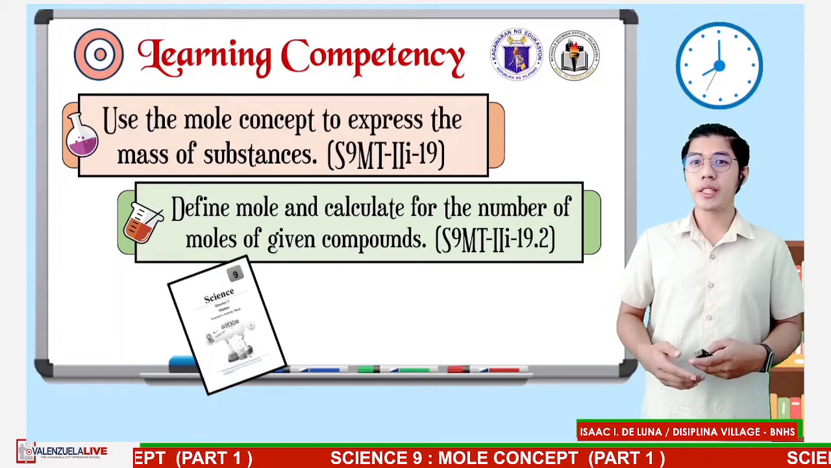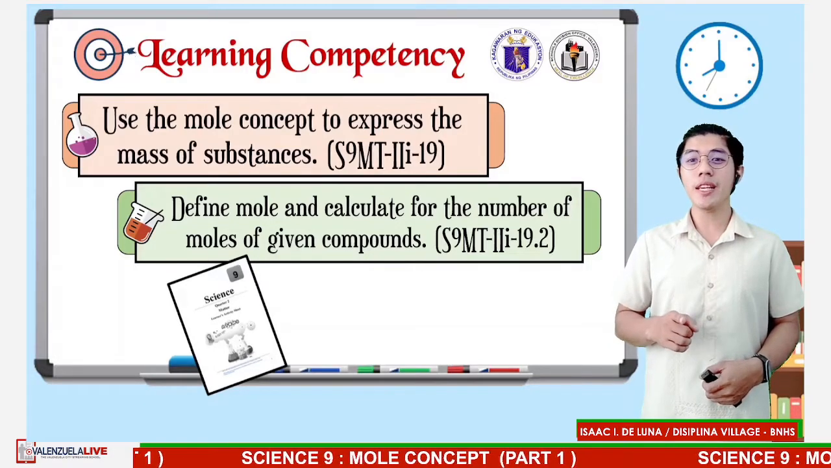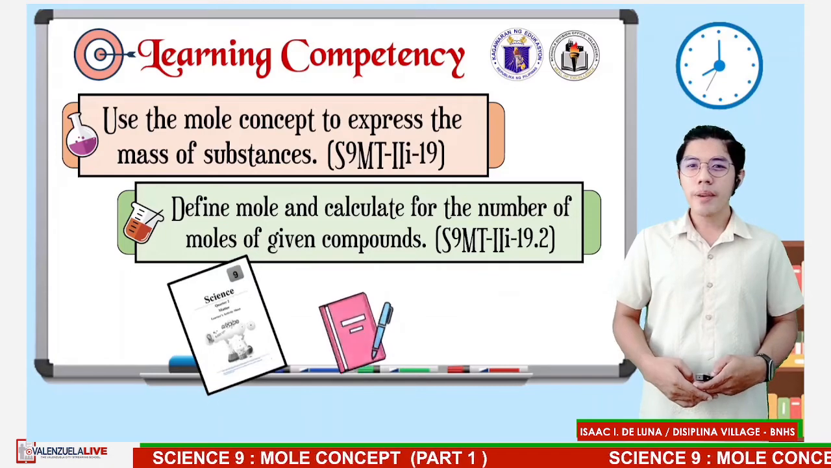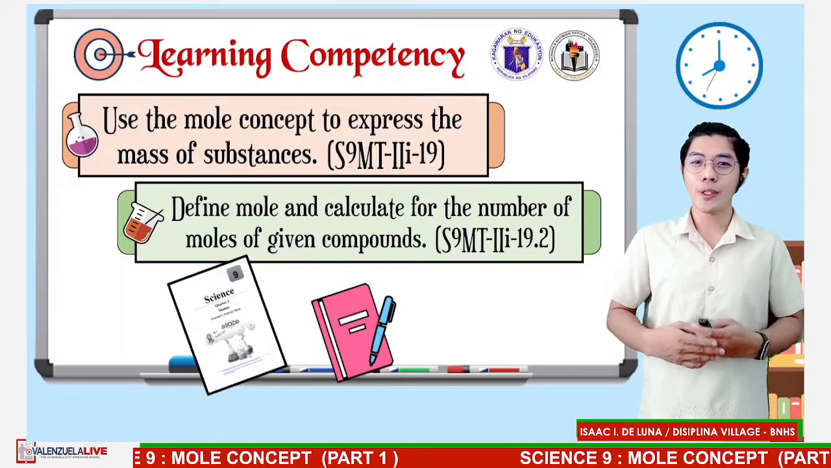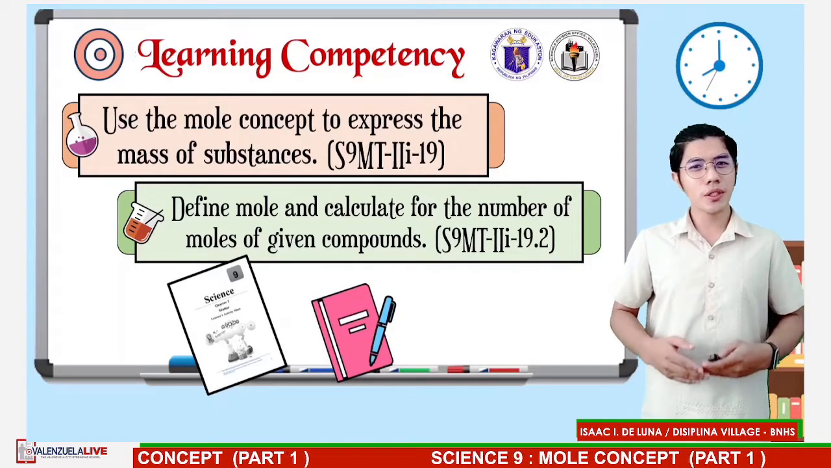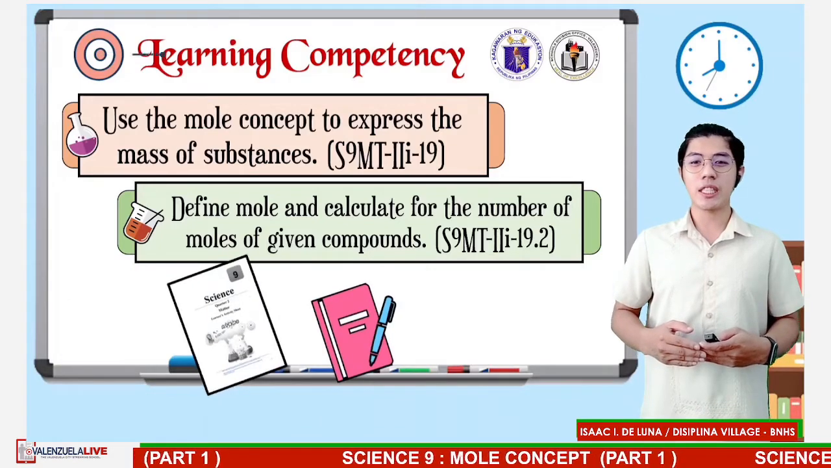Just a few reminders before we begin. Please make sure that you have your modules and turn to page 26 in the Science section. Make sure that you also have a pen and paper with you for note-taking and problem-solving purposes. It would also be better if you have a calculator and a periodic table with you.